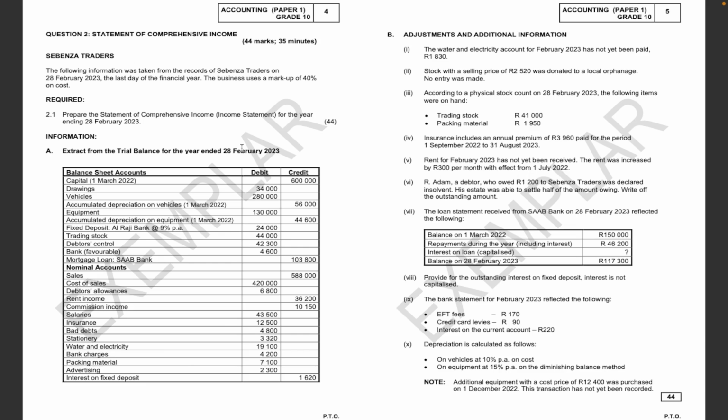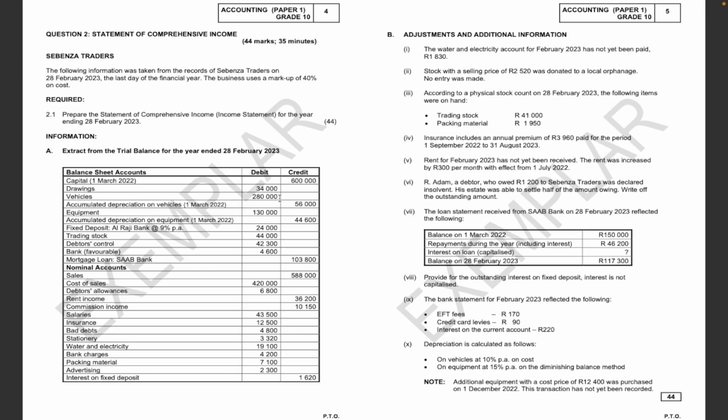Now remember, when you're asked to do a statement, usually what they will do is that they will give you the trial balance, and they will also give you additional information. All right, and here it's written adjustments and additional information. And so when you're doing the statement of comprehensive income, you're not only looking at your trial balance, you're also looking at additional information, because they may affect some of the amounts in the trial balance. They may not always affect it, but for some of the income and expenses, it will affect.